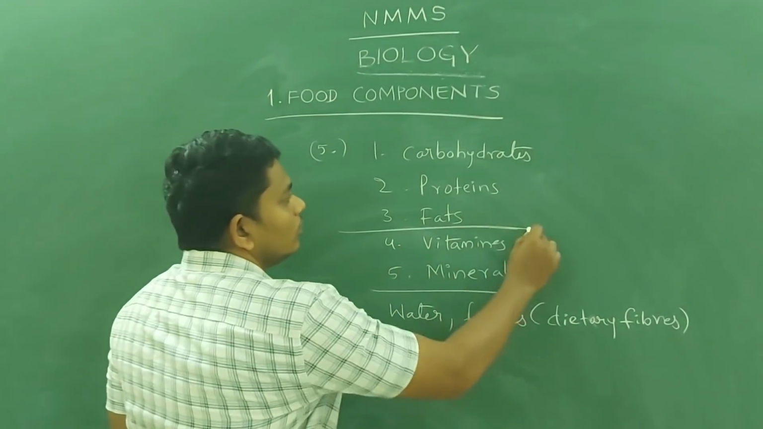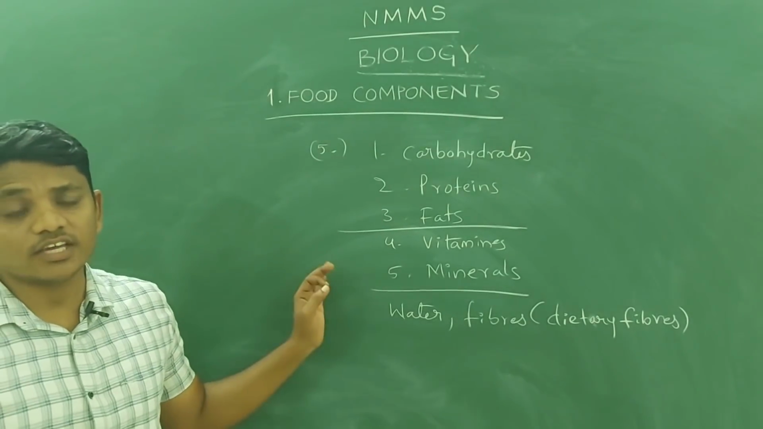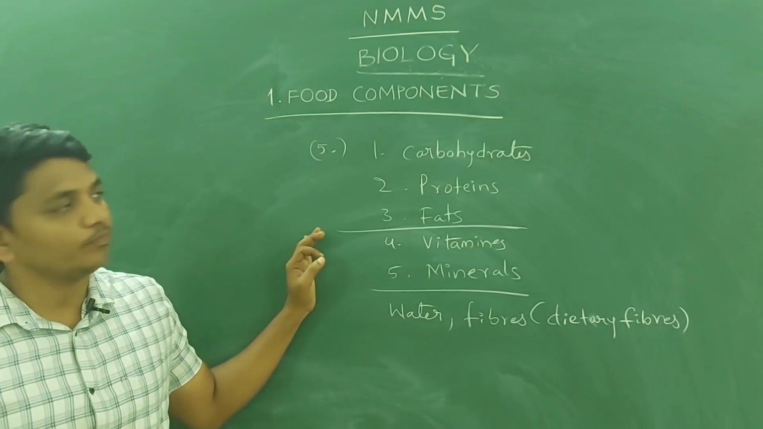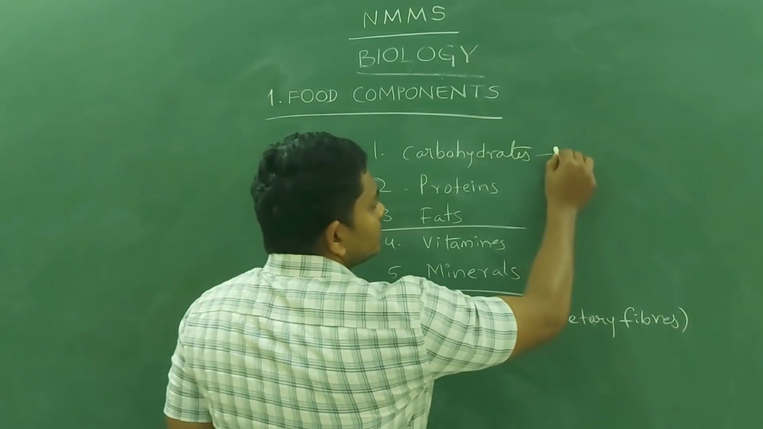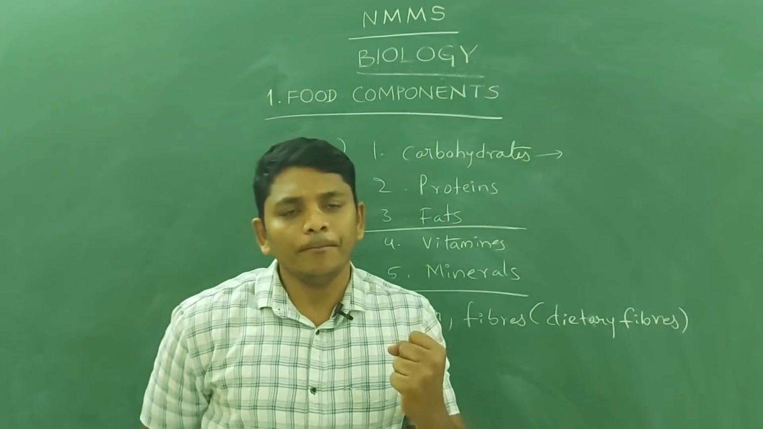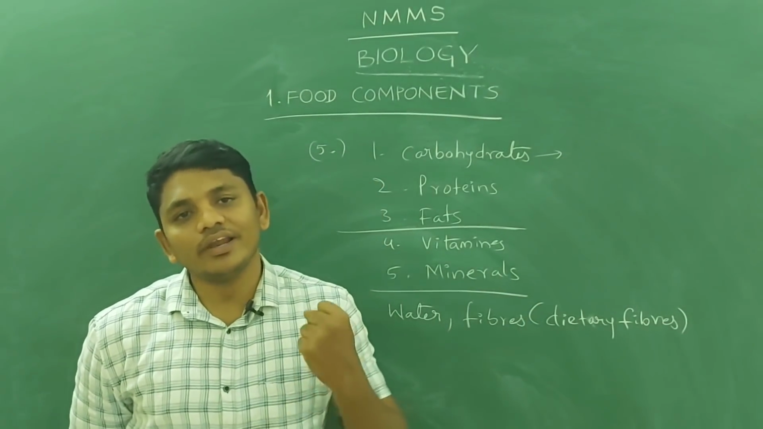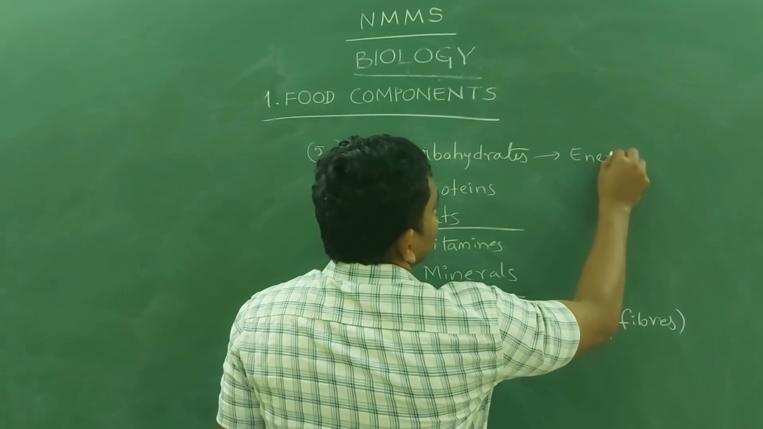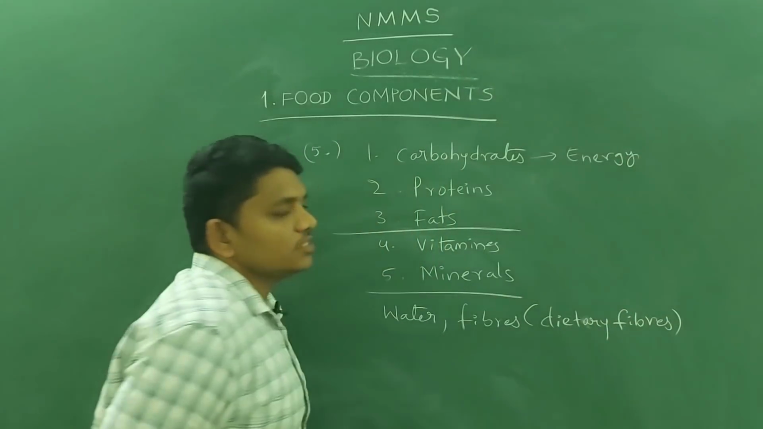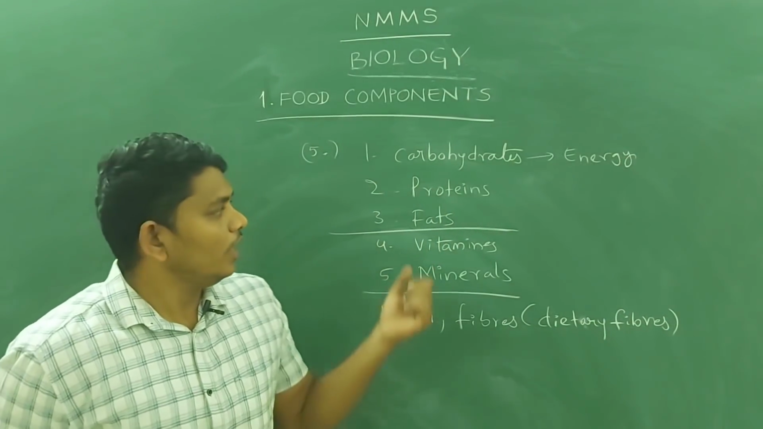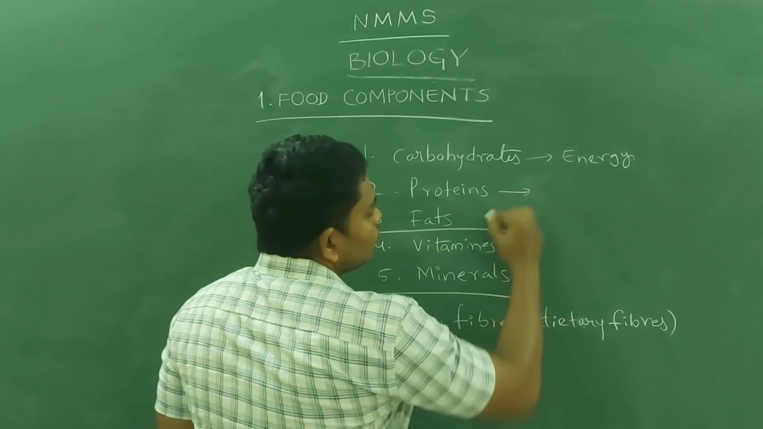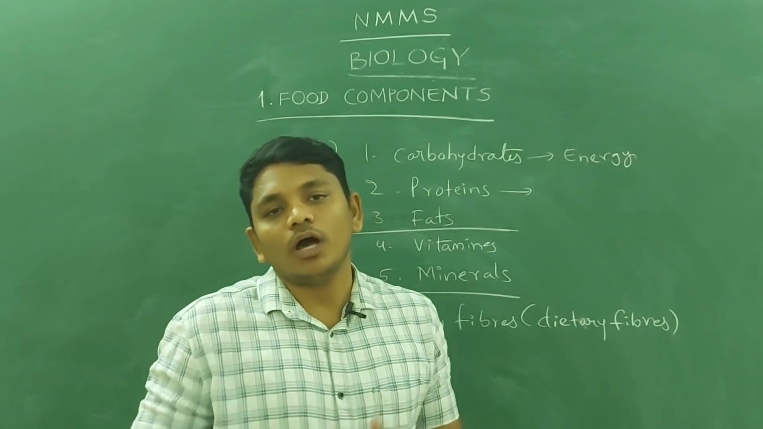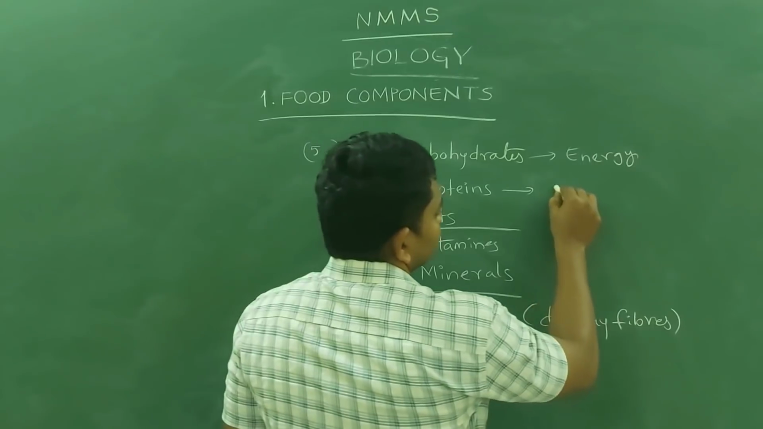Among these 5, carbohydrates, proteins and fats are very essential for our body build-up. Carbohydrates are the materials for giving energy. So these are essential for energy. These are giving us energy. And proteins are useful for the build of our body.